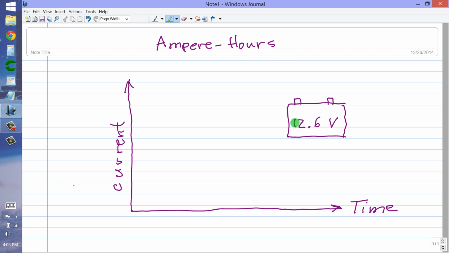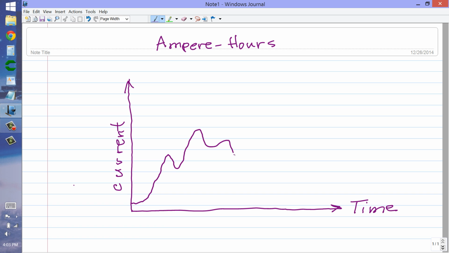Ampere hours. Well, it's really pretty simple. As you use a battery, you draw more current and then less and more and less and more and less. And it goes on for quite some time in most cases. Eventually, though, the current reaches a point where you can't get any more juice out of the battery. You've run out of juice.